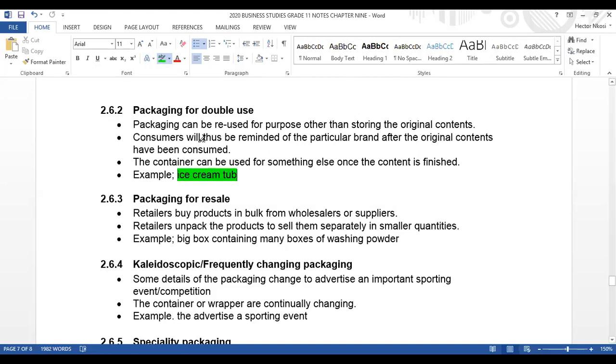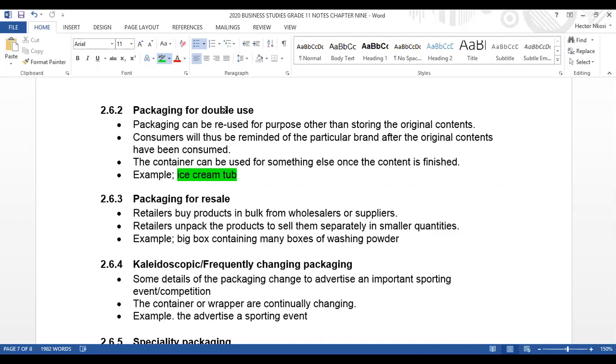Speaking of packaging for double use, there's this joke I saw on one of the social media platforms. It's a tin of biscuits, and you think there are biscuits inside, up until you find your tools or cutlery. That's why I'm laughing when I see packaging for double use.